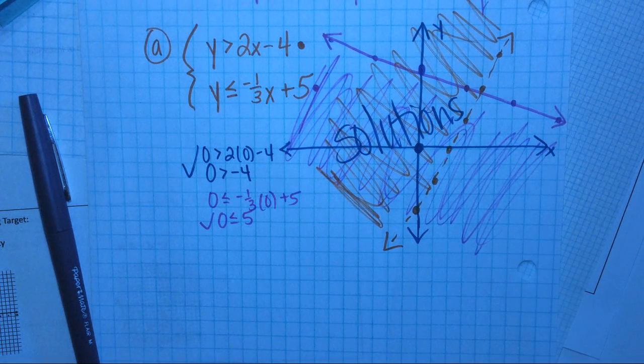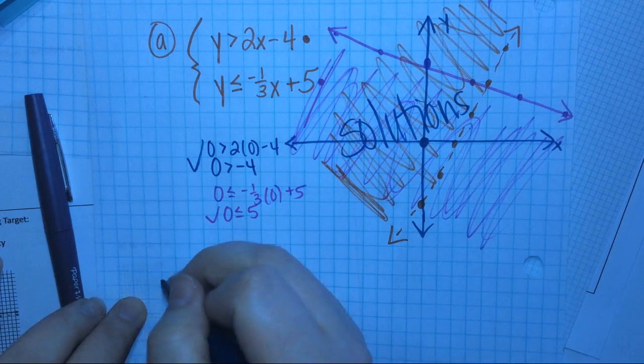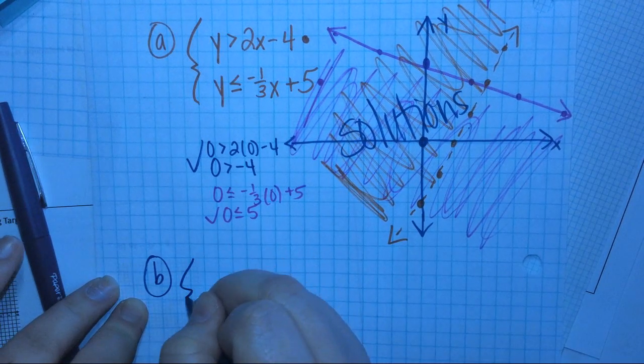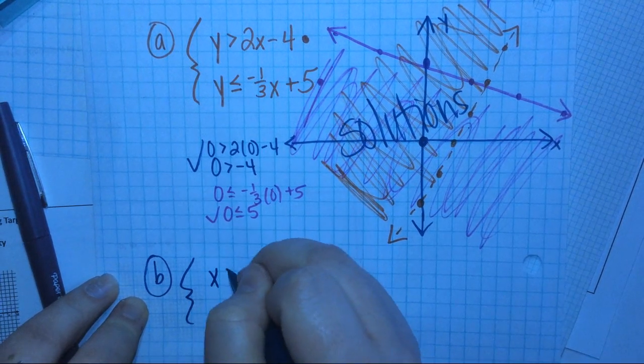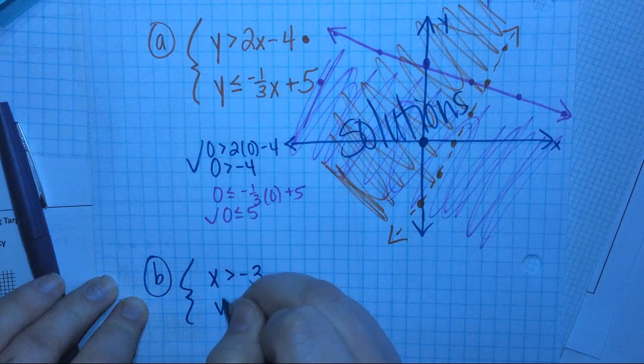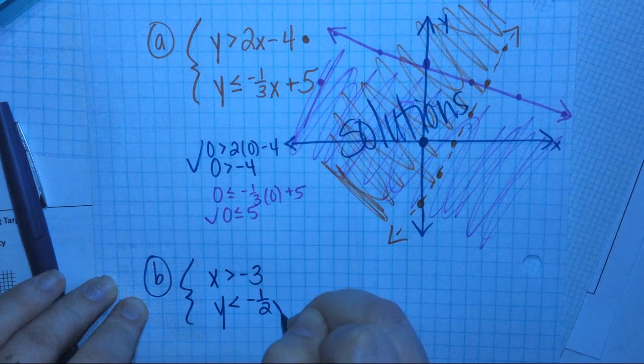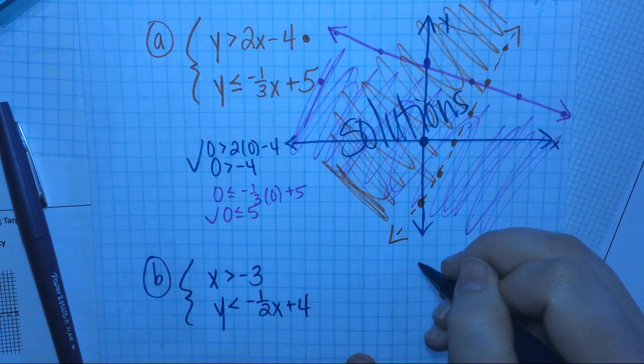Unless we get confused about where to color, which is why we're going to do the next example. Our 2 inequalities are going to be x is greater than negative 3, and y is less than negative 1/2 x plus 4.